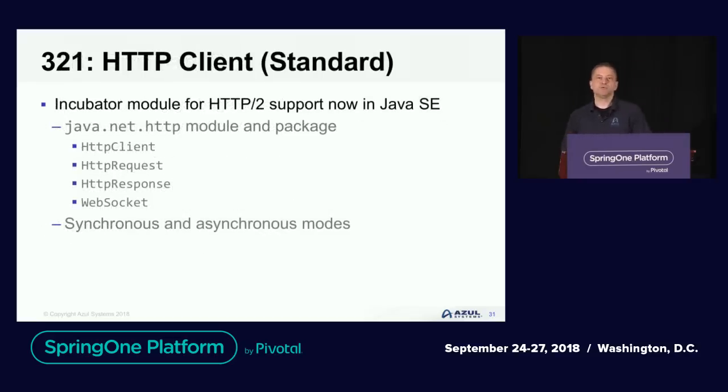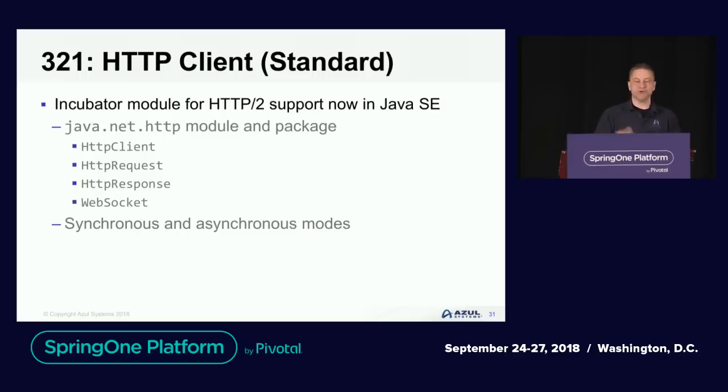HTTP client, this was introduced in JDK 9 as an incubator module. It's support for HTTP 2. An incubator module was the idea that rather than putting an API straight into the standard, give it to people, let them try it out, see if there's any changes that they need made, and then when they're happy with it, make it part of the standard, so you don't have the problem of trying to change it later on. That's what's happened here. It's now settled down, people are happy with it.